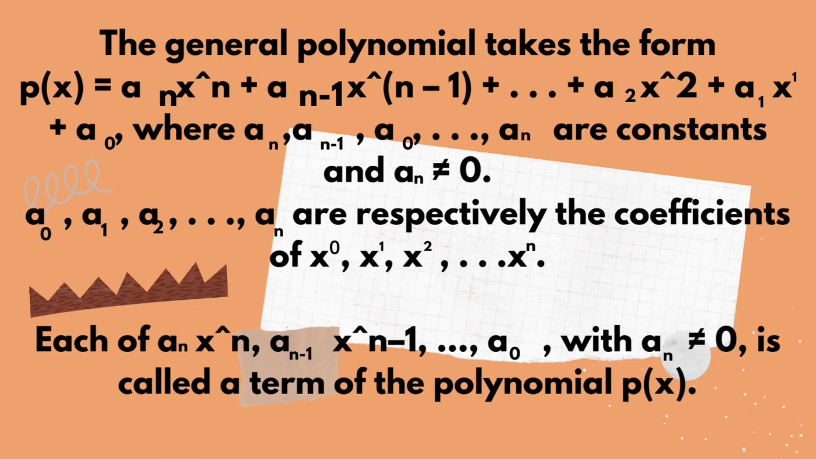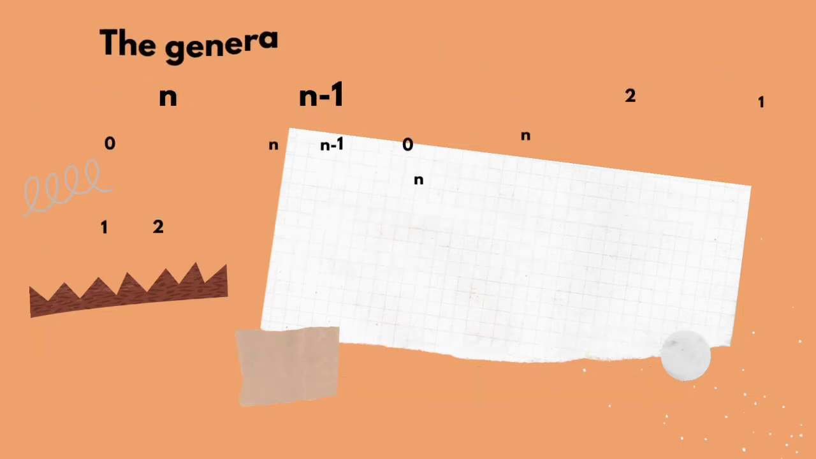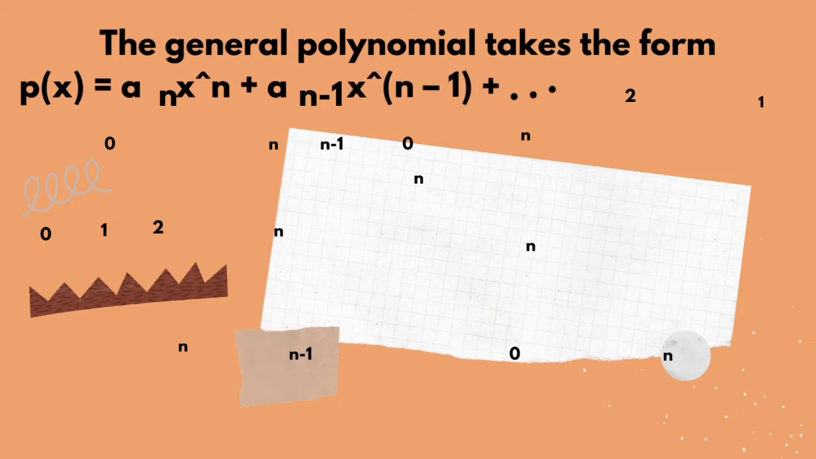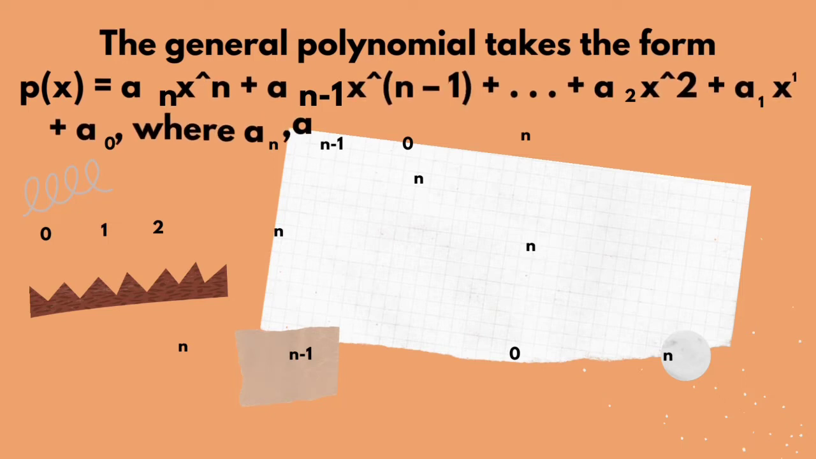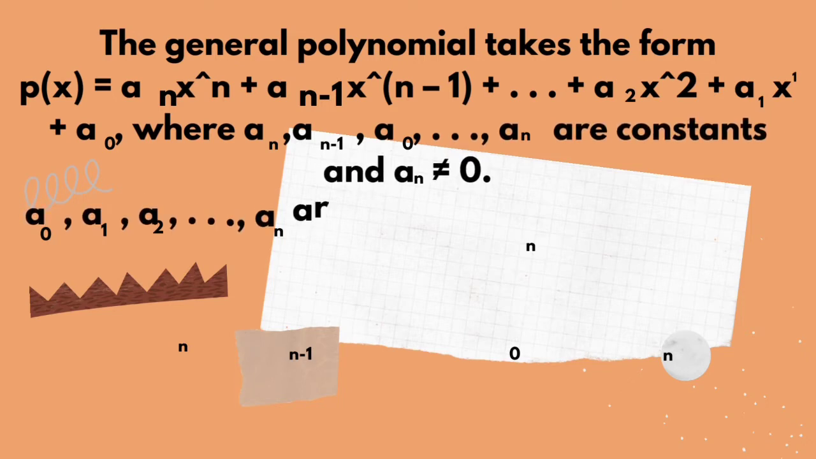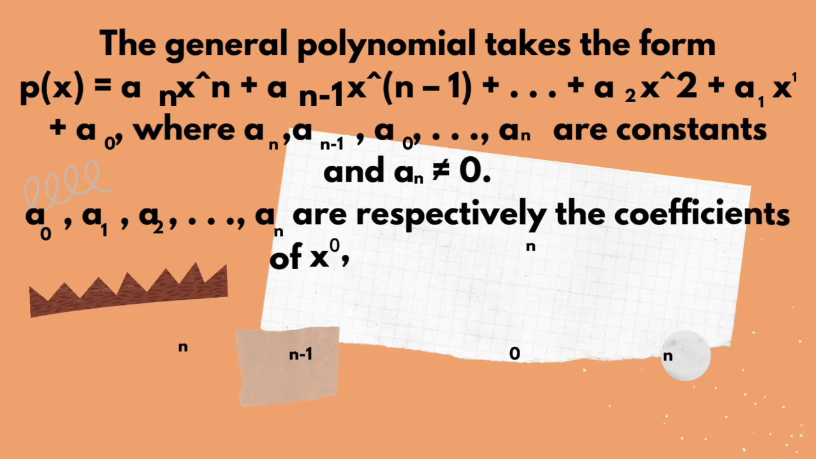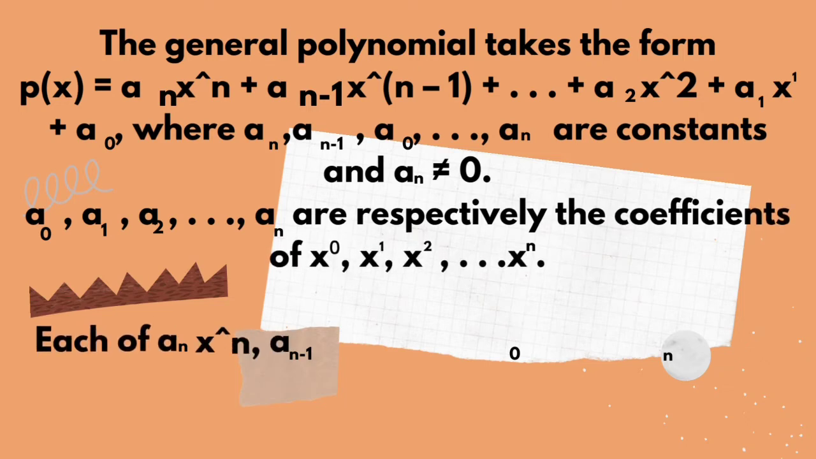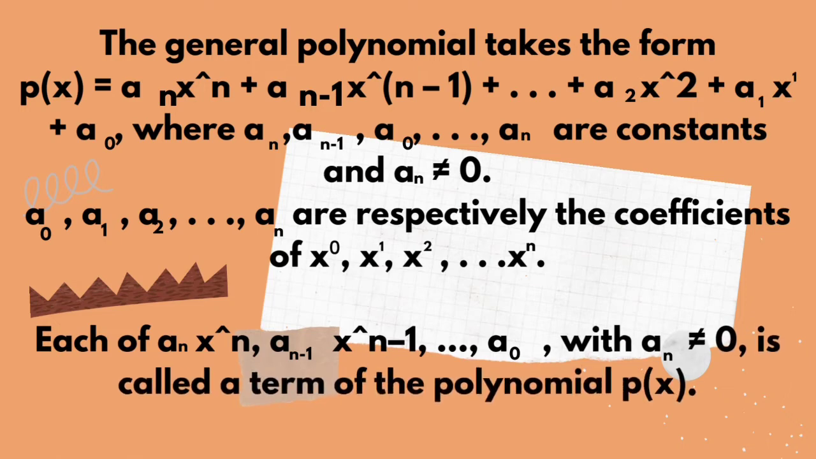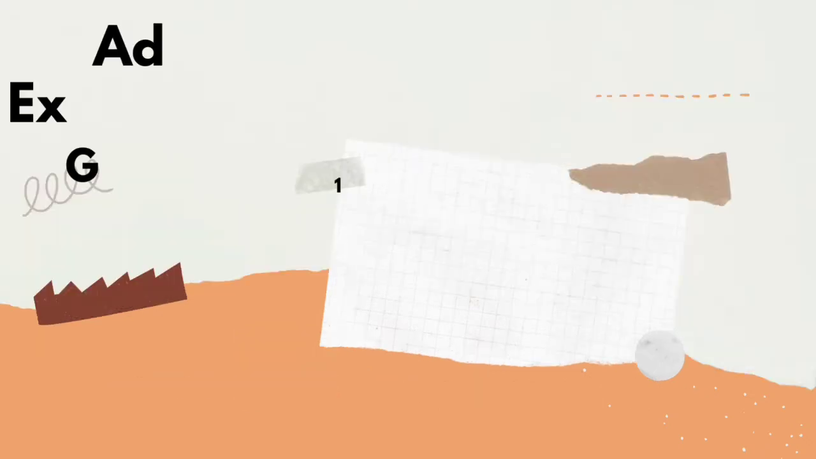A subscript 0, a subscript 1, a subscript 2 till a subscript n are respectively the coefficients of x raised to power 0, x raised to power 1, x raised to power 2 till x raised to power n. From the general formula, P of x is equal to a subscript n x raised to power n plus a subscript n minus 1 x raised to power n minus 1 till a subscript 0. Each of them are called terms of polynomials.